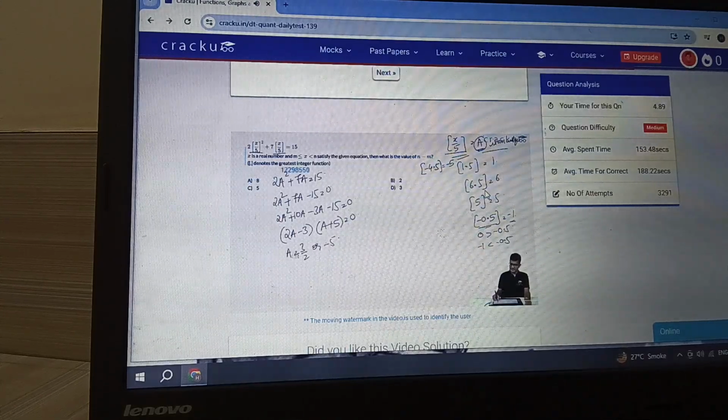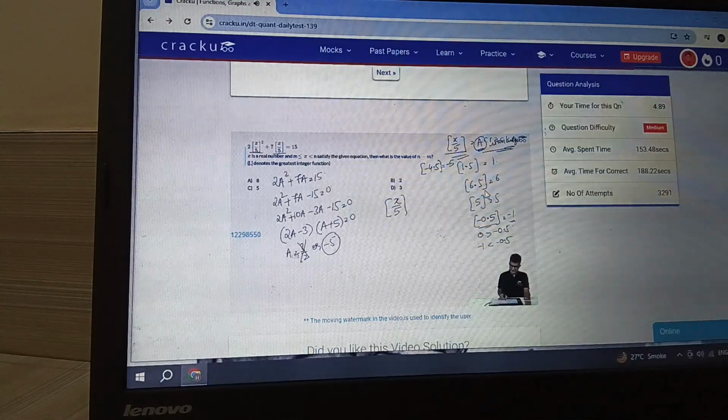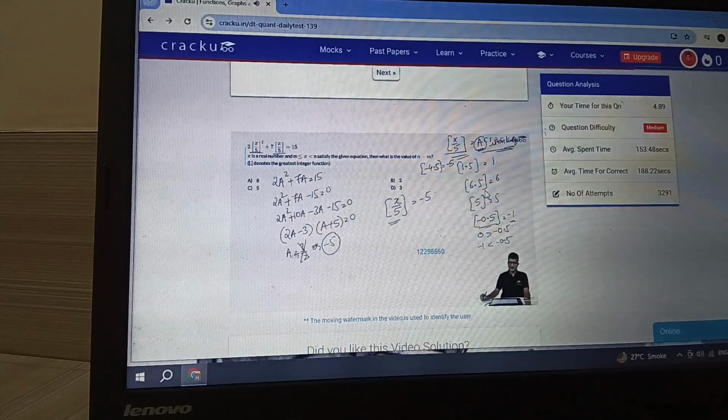As we have discussed earlier, we want a, which is the greatest integer which is less than or equal to x by 5, to be an integer. So it cannot equal 3 by 2. So the value of a is equal to minus 5, or the greatest integer which is less than or equal to x by 5 is equal to minus 5. So where does x by 5 actually stand? X by 5 therefore lies between minus 4 and minus 5. So x by 5 is less than minus 4 and it is greater than or equal to minus 5.